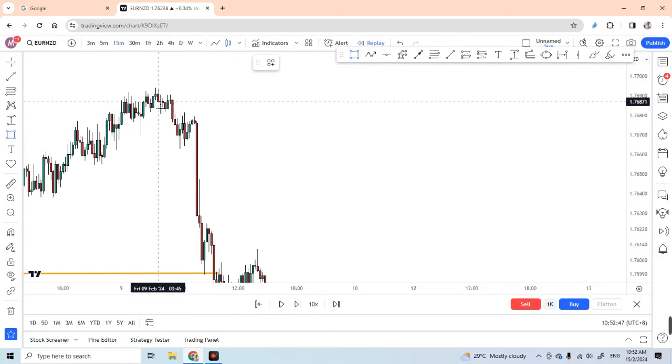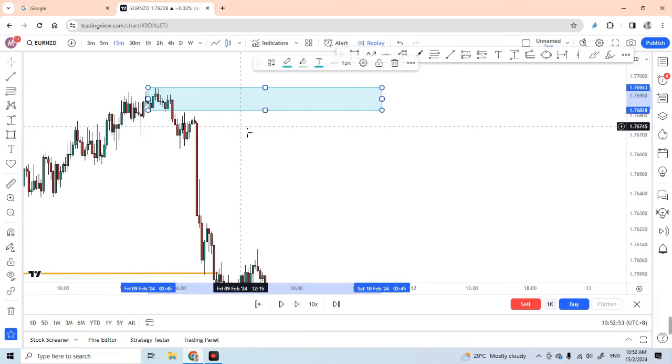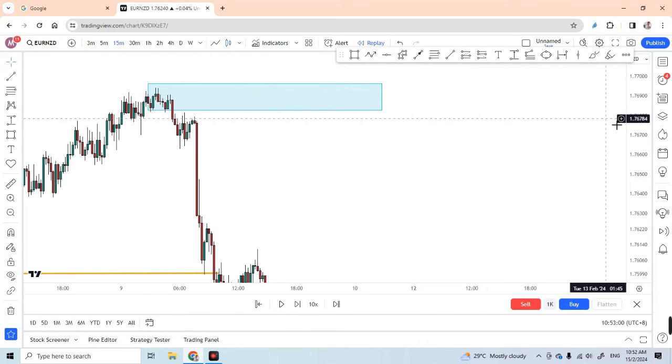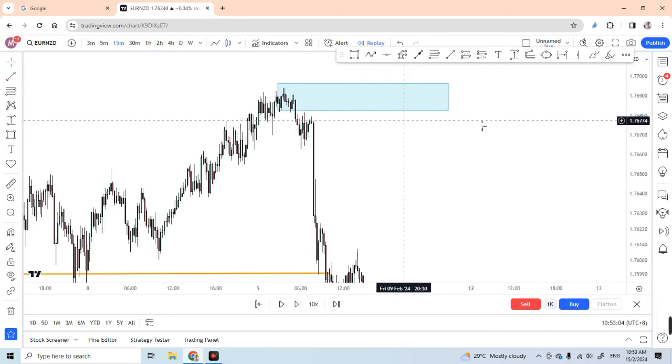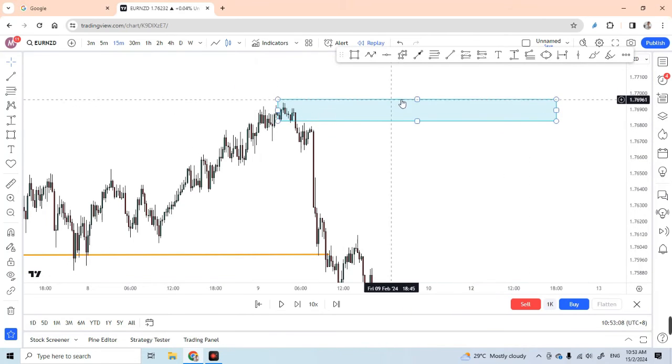And where is our entry area? Very simple. Fresh zone, right? So in this case, I tend to make it a little bit bigger, due to the limitation of the zone. Okay, you need to give some room for the price to move, especially at the edge area, right? Especially at the edge area.